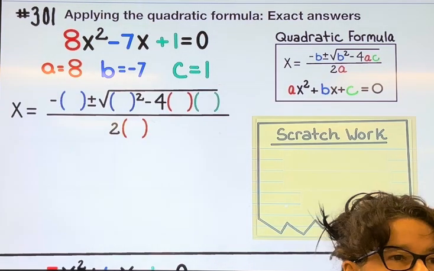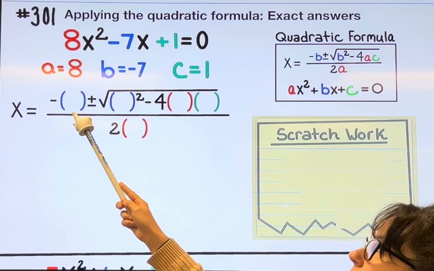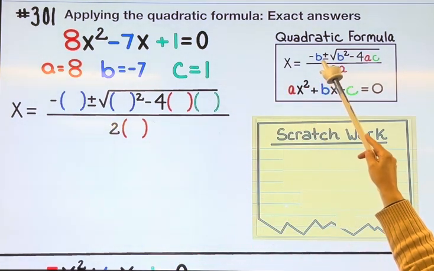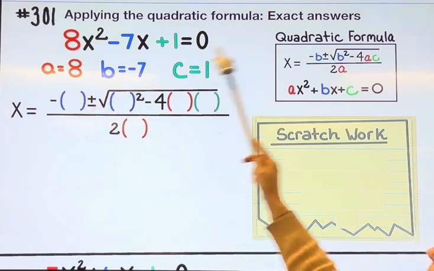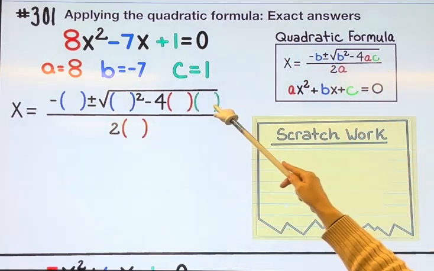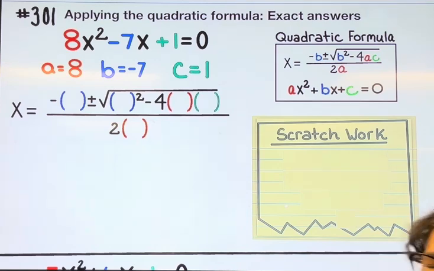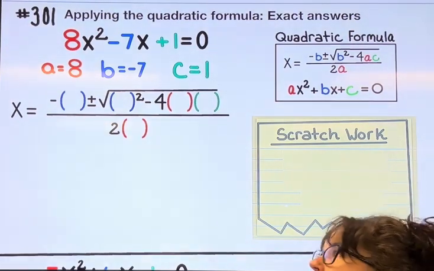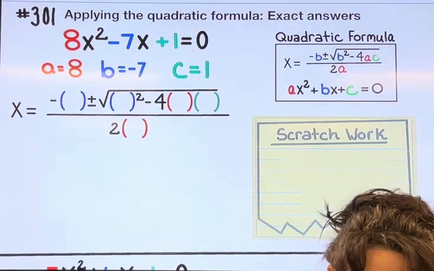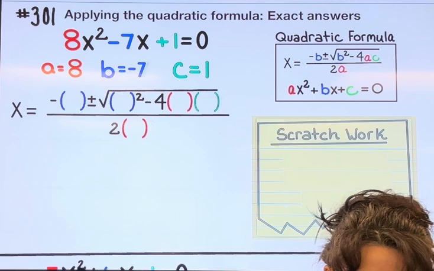If you use really good notation, remember you want to put a set of parentheses every place there was a variable. So the b is a set of parentheses, the a's are sets of parentheses, and the c is a set of parentheses. Then we're going to insert those numbers. If you have a decent calculator and use good notation like this, you could just enter it straight into your calculator like this.